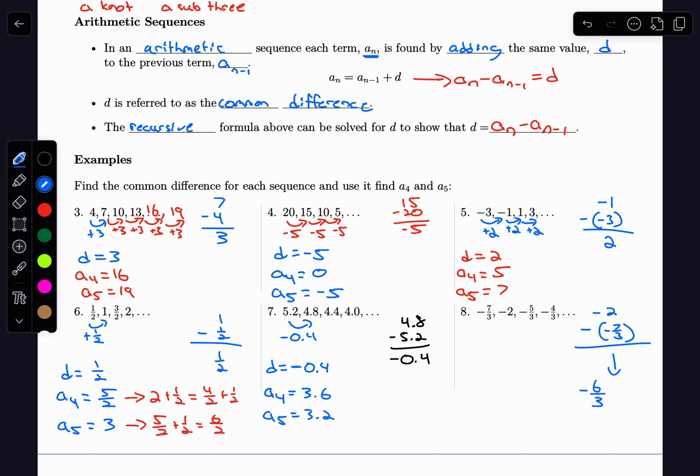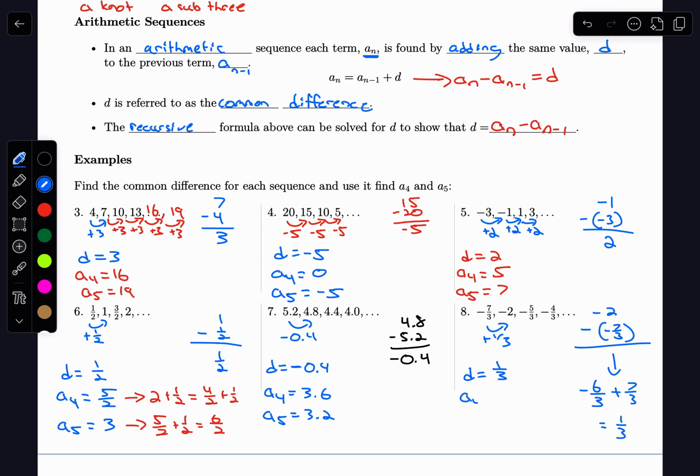And because I'm subtracting negative 7/3, that's the same thing as adding 7/3. So this problem that I wrote up above is the same thing as negative 6 over 3 plus 7 over 3, which just equals positive 1 over 3. So in reality, my common difference is just plus 1/3. And if you double check, that is going to work for each consecutive term. So d is equal to positive 1 over 3.